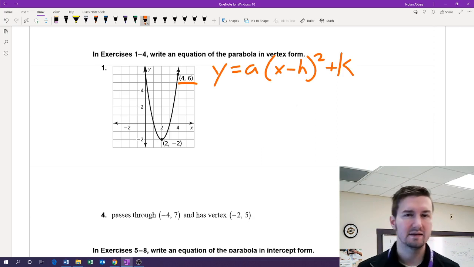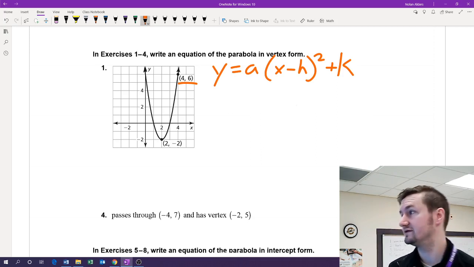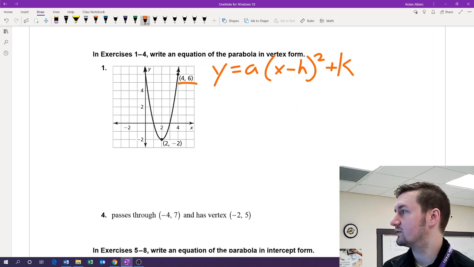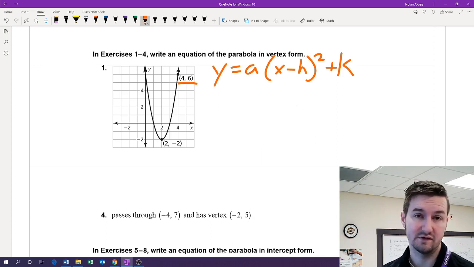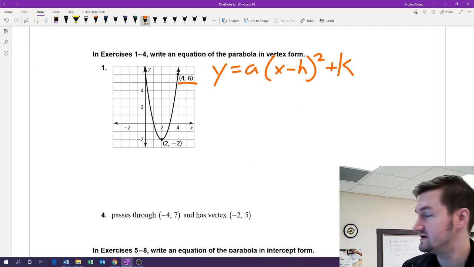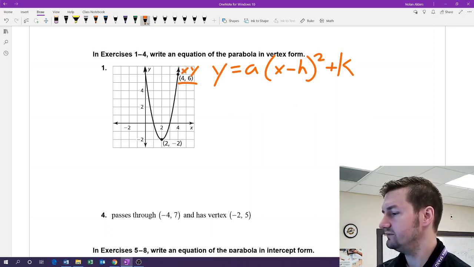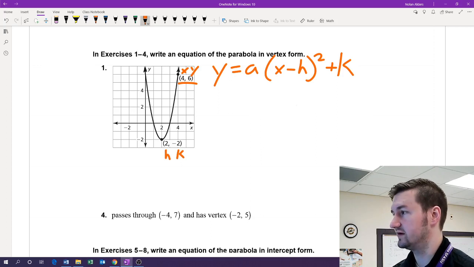But we don't know what a is, and a is what we've got to figure out if we're going to be able to write this equation. We don't know what that number out front is. So we're going to fill everything in this equation except for a, and then we're going to solve for a. That's going to be our strategy. All right. So this random point is going to be our (x, y), and this point down here, the (2, -2), is going to be our (h, k). All right, so let's fill this in.